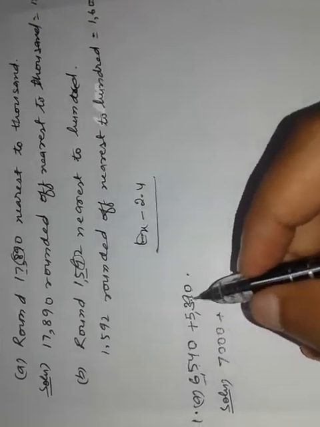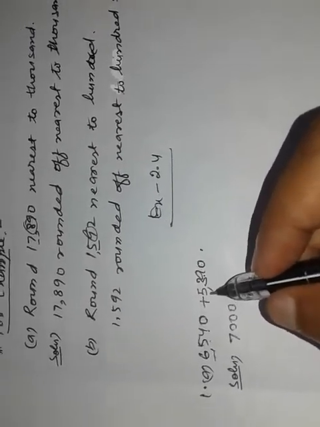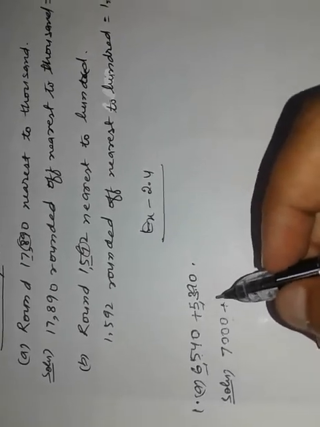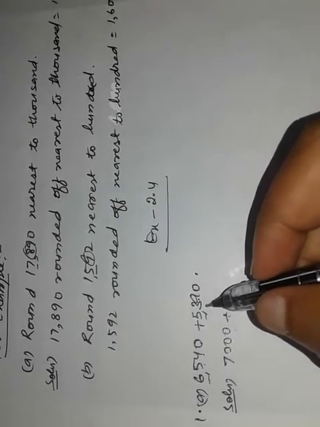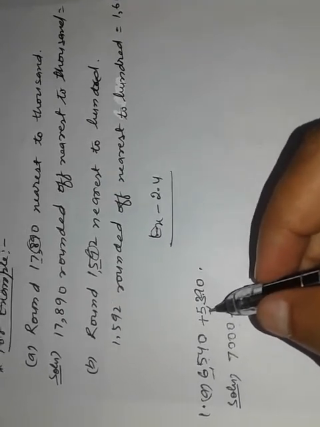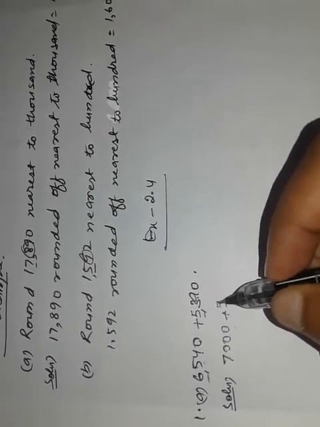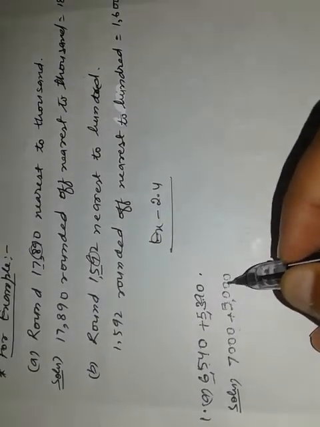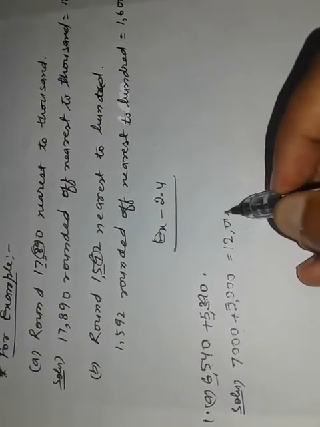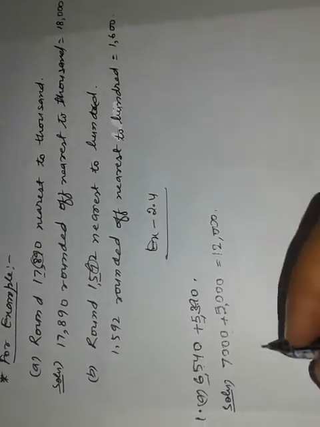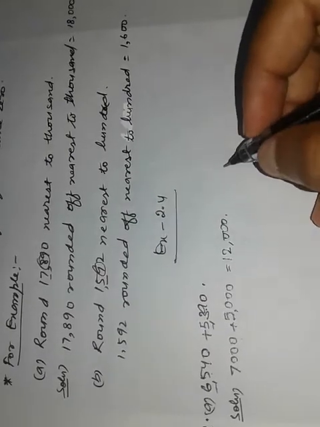Now for this number: ones, tens, hundred, thousand. This is the thousand place digit. After this the digit is 3. 3 is less than 5. So we don't add anything to the rounding digit. That means 5 stays 5. We leave 5 as it is, and the remaining digits become 0. Like this. Now add them. How much do you get? 12,000.